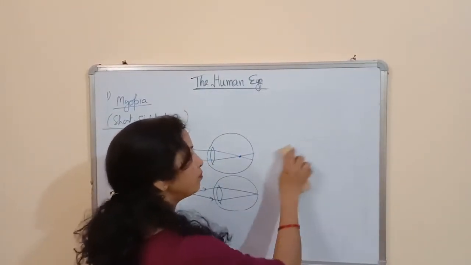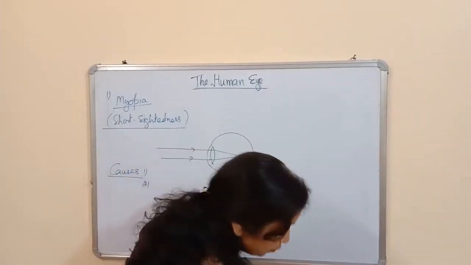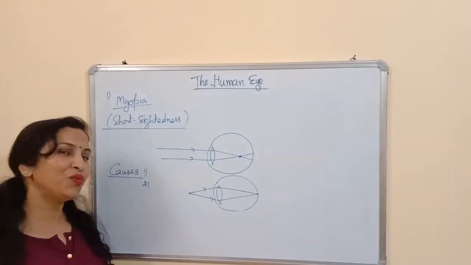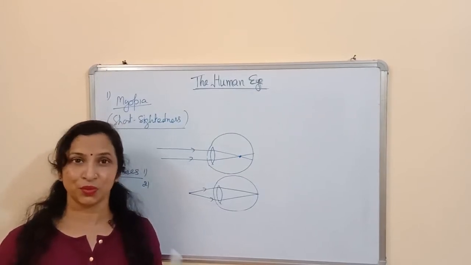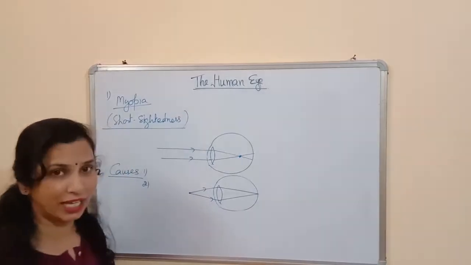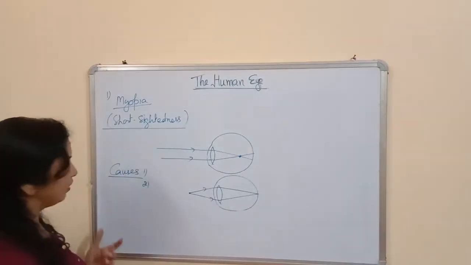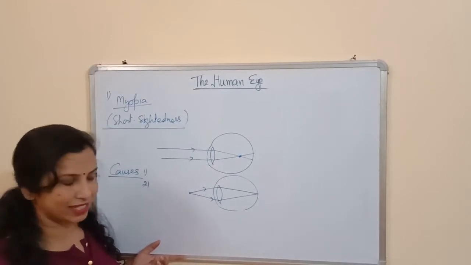If you have some problems in your vision, you will have spectacles. Do you know which type of lens you are using in your spectacles? You don't know about it? Okay, it is possible that one or two of you will know which type of lens you have in your spectacles.